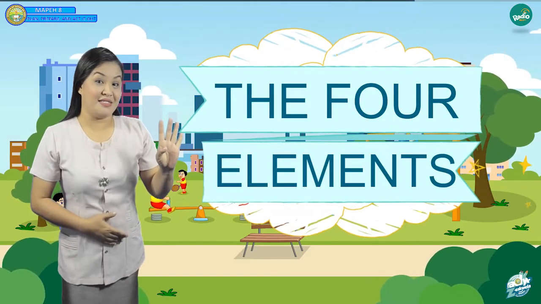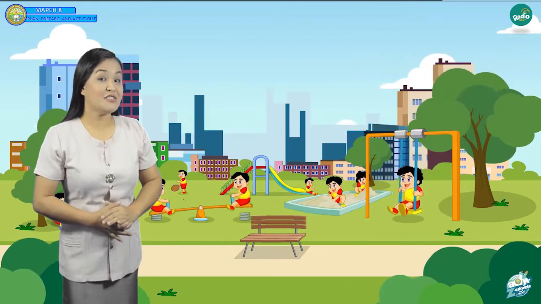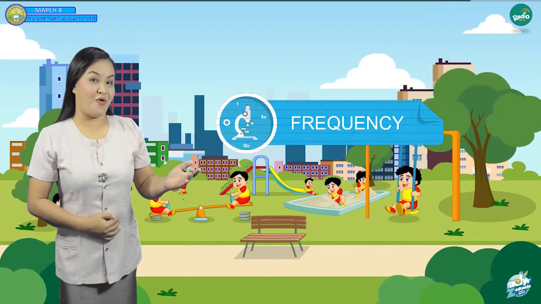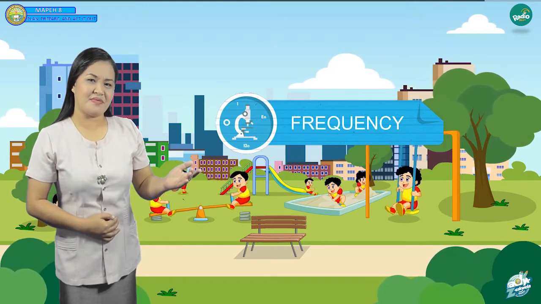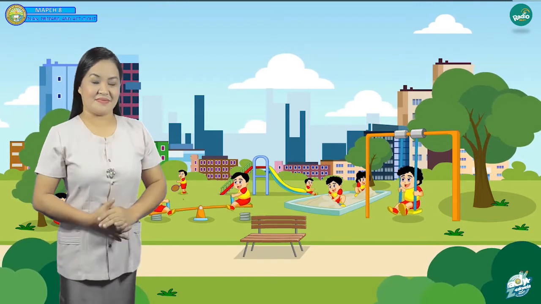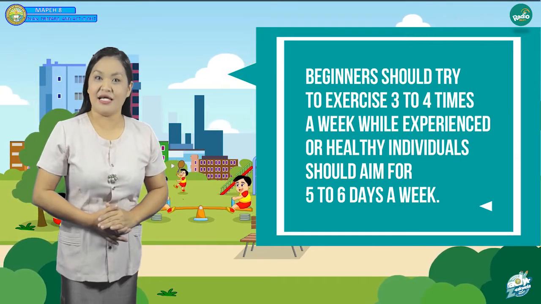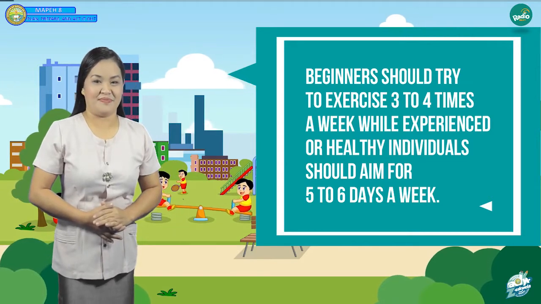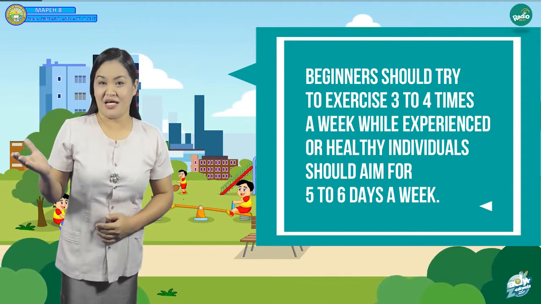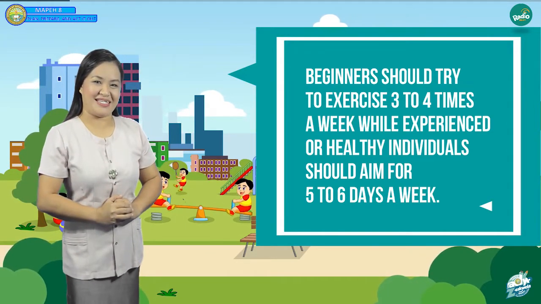The four elements that you need to create for your workout plan are as follows. F stands for frequency. How often one exercises. Beginners should try to exercise 3 to 4 times a week, while experienced or healthy individuals should aim for 5 to 6 days a week.